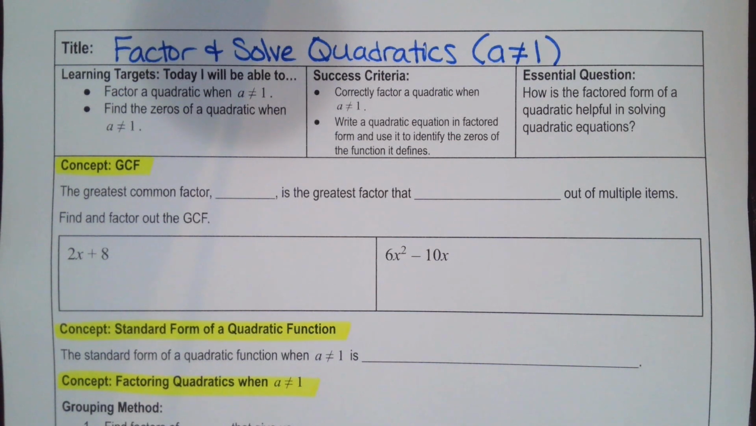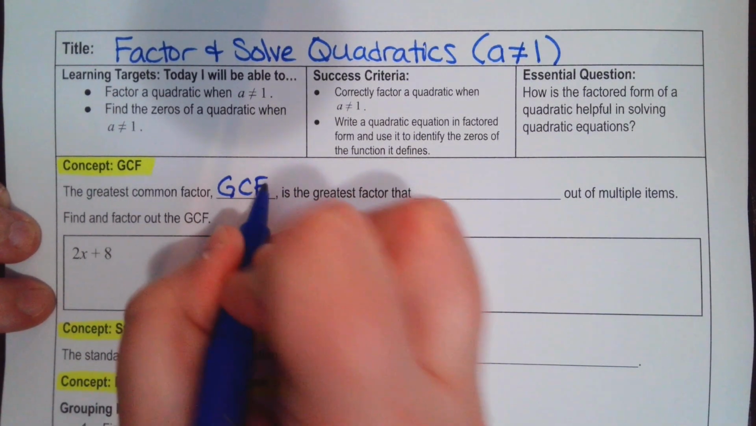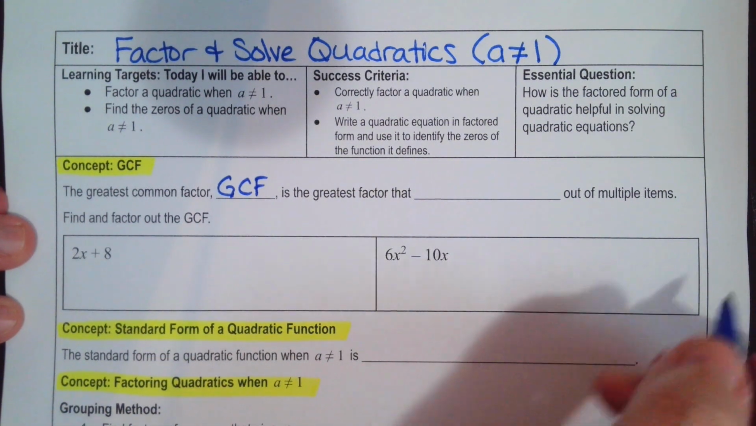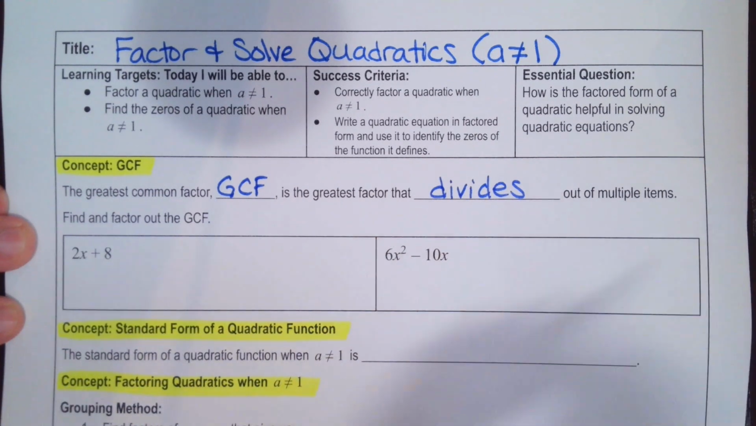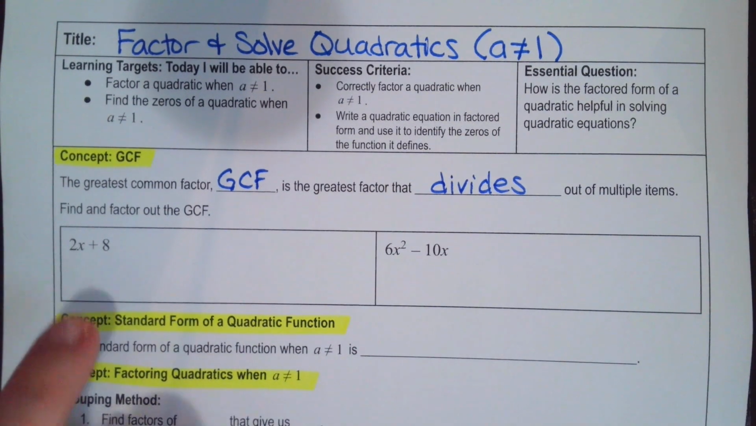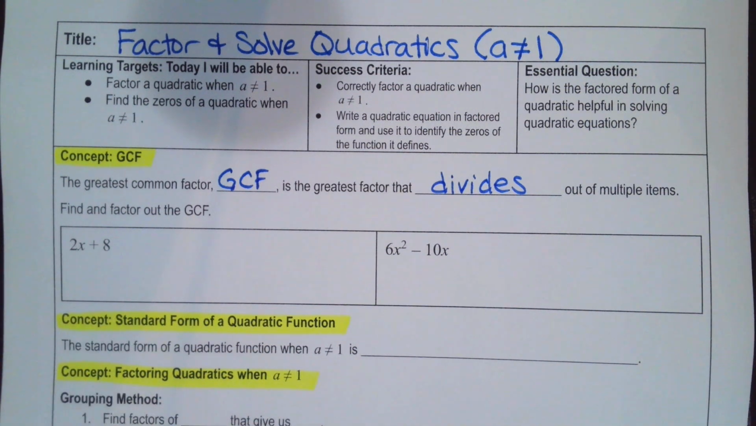But before we dive into that, there is a concept that we have to review, and that is the GCF, also known as the greatest common factor. GCF is the greatest factor that divides out of multiple items. So we're going to practice this real quick. Find and factor out the GCF.